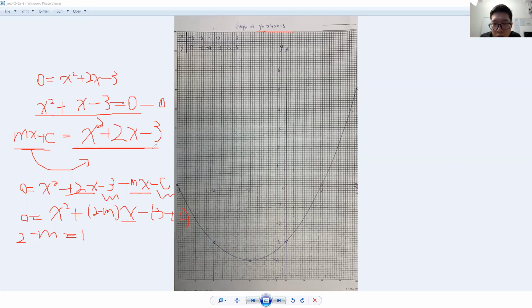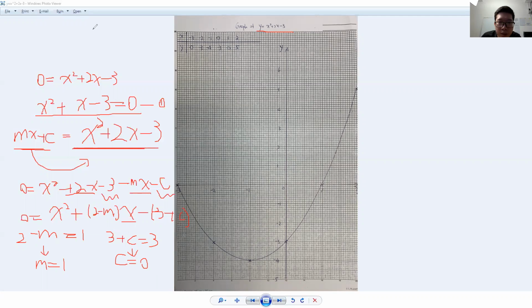For the last term, -3, it must be the same thing. So it means 3 + c = 3. That's why over here can be a -3, over here can be a 1. It means solve this linear equation, a simple equation. So we get m = 1, because 2 - 1 = 1. Over here, you can solve as c = 0, because 3 + 0 = 3. So m = 1, c = 0.